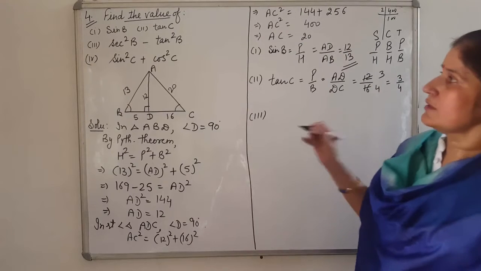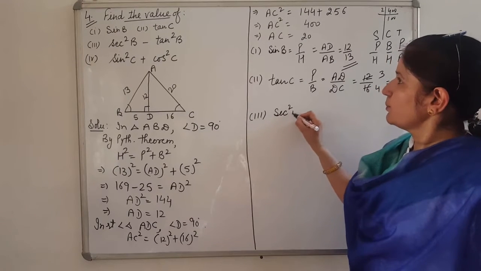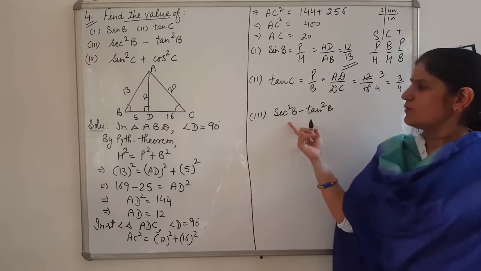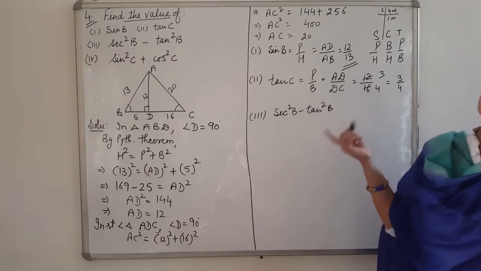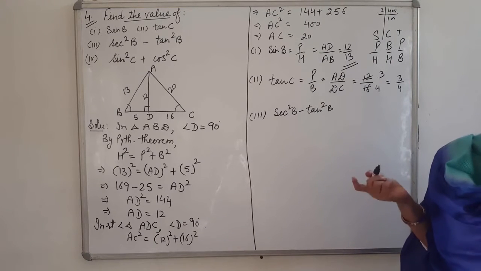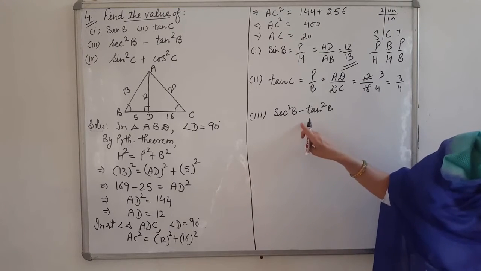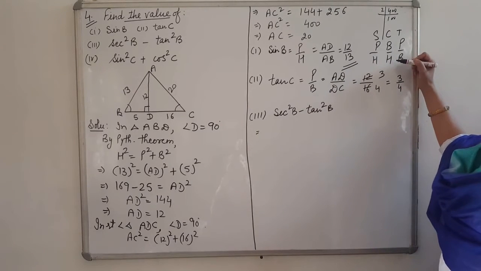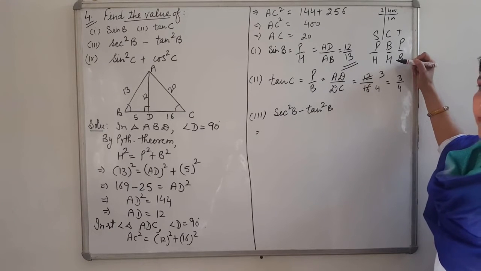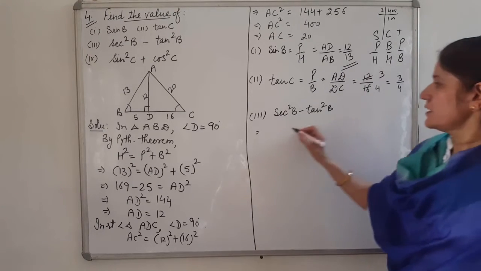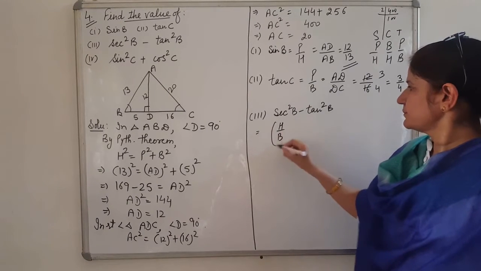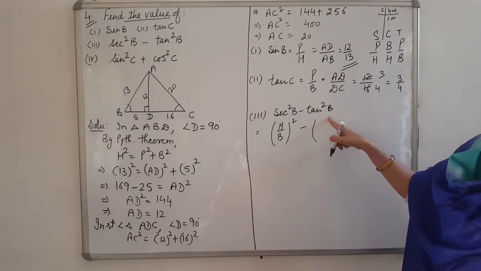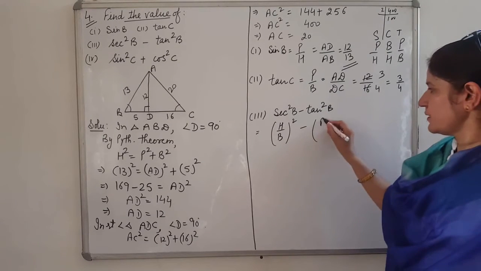Now the next part of this question: secant square B minus tangent square B. You can find the value of sec and the value of tangent, substitute, square them and then calculate. That is up to you. Otherwise, here also you can take the square together. Now what is sec? The reciprocal of which term? Cos. It is H over B, square, minus tangent B, P over B, square.